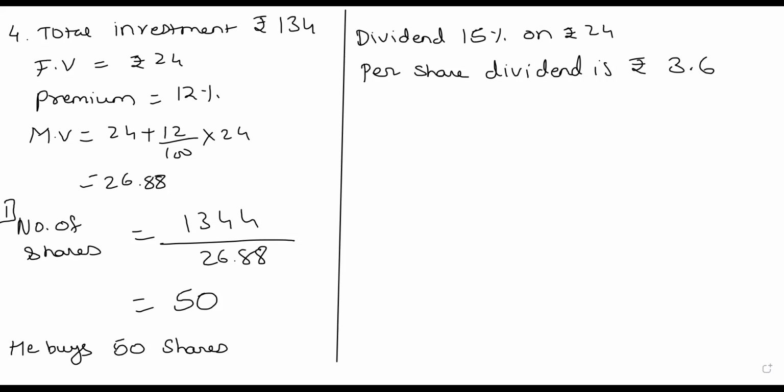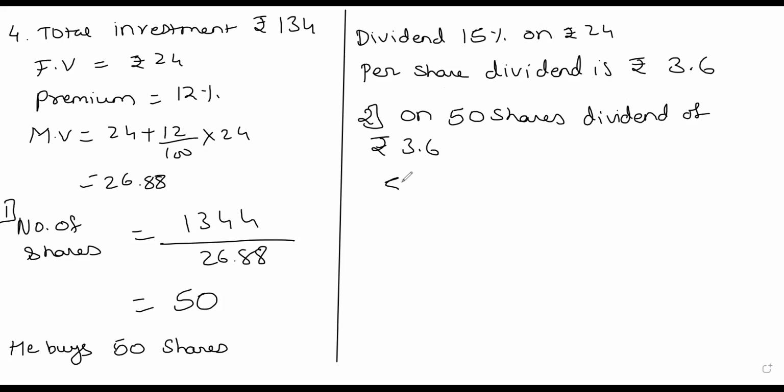Now what is the next question? The dividend he receives annually. So how is the dividend calculated? On 50 shares, dividend of rupees 3.6. So 50 into 3.6. 180 is his income. Total annual income.